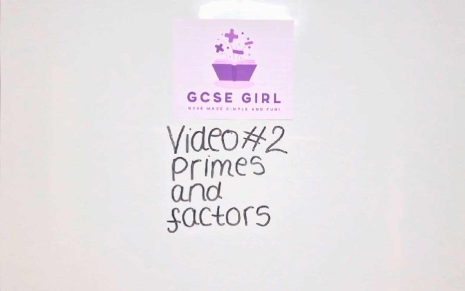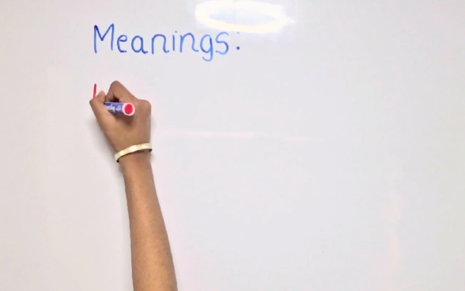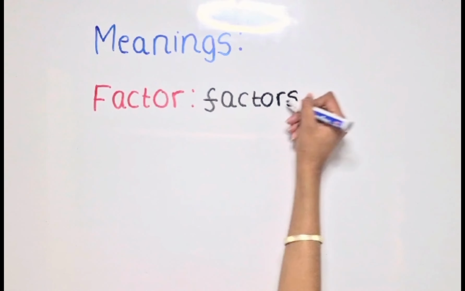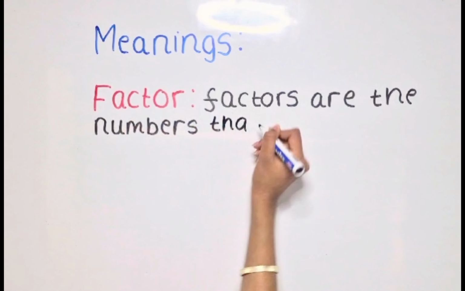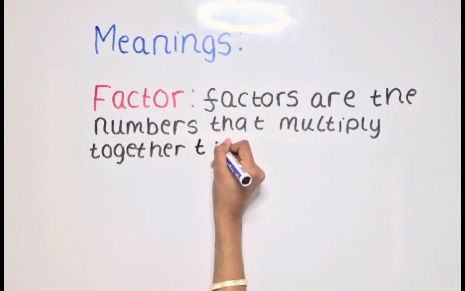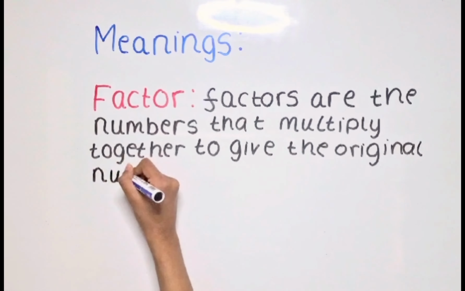Okay guys, so now we're going to have a look at some of the meanings of what these words mean. So let's have a look at factor. Factors are the numbers that you multiply together to give the original number. So let's look at an example. For example, let's find out the factors of 12.